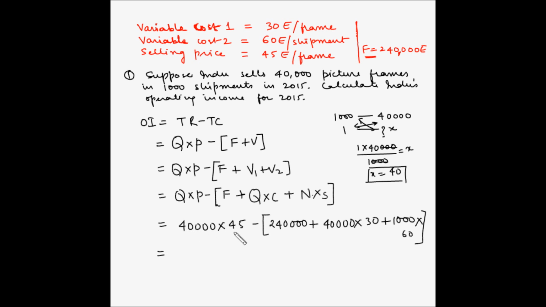So 40,000 multiplied by 45. So 4 5s are 20, carry over 2. 4 4s are 16 plus 2 is 18. And then these 4 zeros, minus 240,000, plus 40,000 multiplied by 30. So 4 3s are 12, and then 4 plus 1, 5 zeros, plus 60 multiplied by 1000. So this is 60,000.